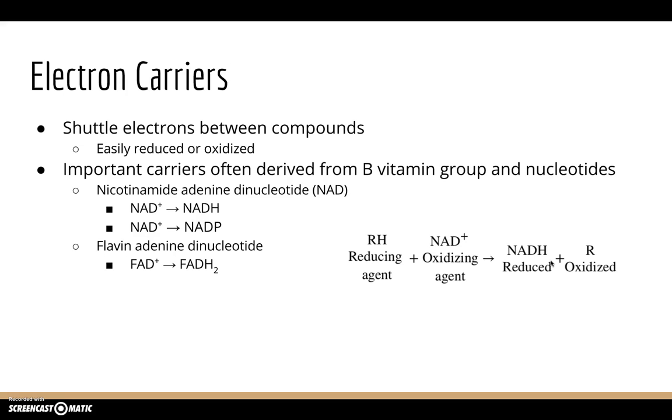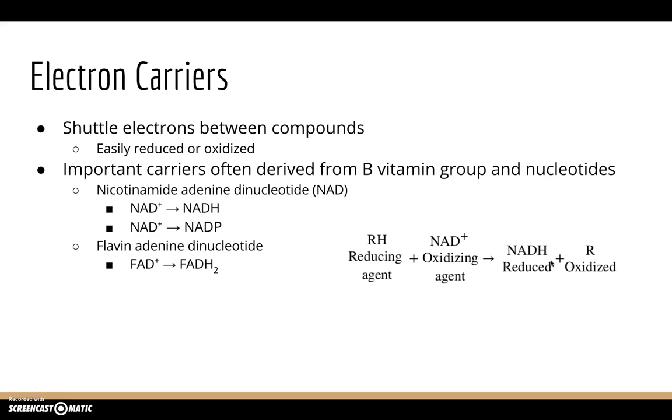The way this works is when electrons are added to a compound, they're reduced. So a compound that reduces another is called a reducing agent. In the equation shown, RH is a reducing agent and NAD plus is reduced to NADH. When electrons are removed from a compound, it's oxidized. So a compound that oxidizes another is called an oxidizing agent. In the equation shown, NAD plus is an oxidizing agent and RH is oxidized to R.